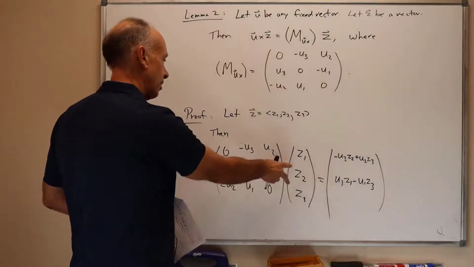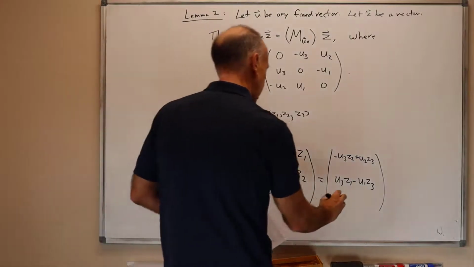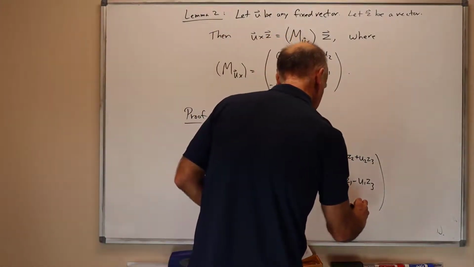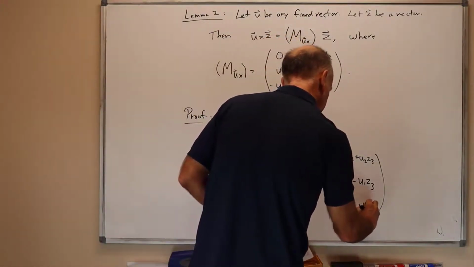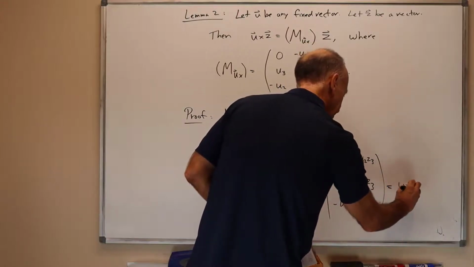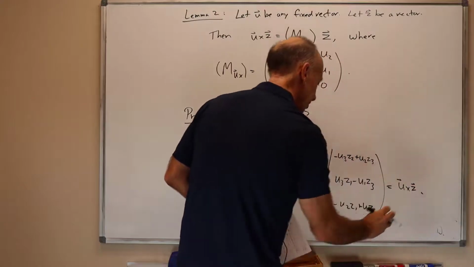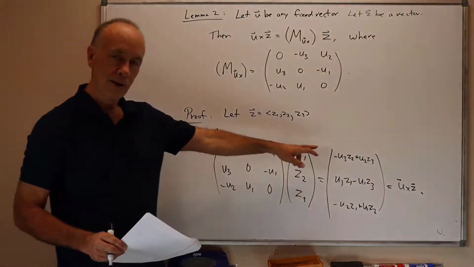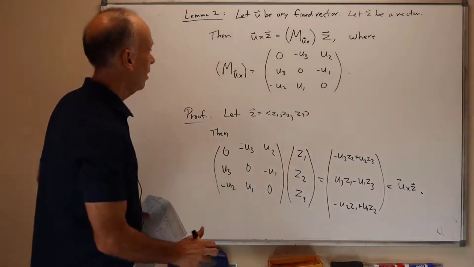And then finally we take the bottom row with the column vector, and we get minus u2 z1 plus u1 z2. And that's just equal to u cross z. These are just the familiar components of the cross product. So that proves lemma 2.